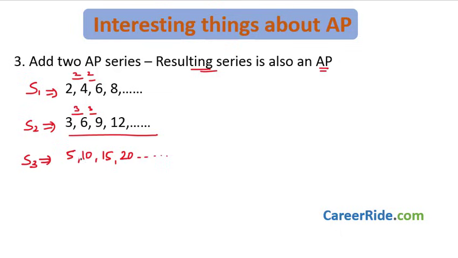Now if you notice, the common difference here becomes 5, 5, 5. If the common difference is the same throughout the series, it is an AP. It means the resultant series that I'm getting here, my S3, is again in AP. Another interesting thing, another important thing that you must pay attention to.